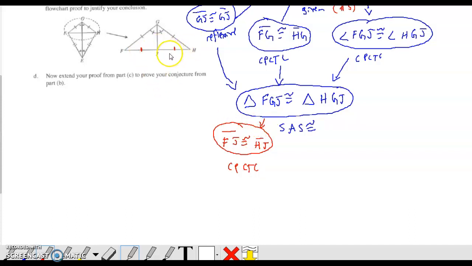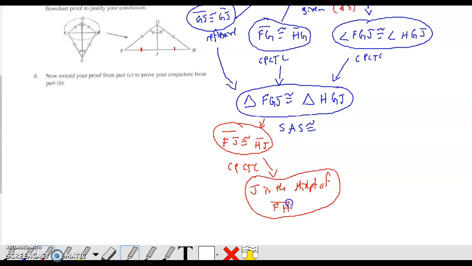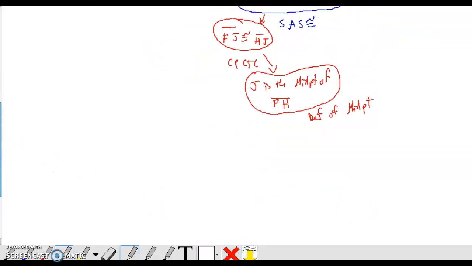Since these are congruent to each other, I can then say that J is the midpoint of FH. So the midpoint. And why do I get to say that? It's the definition of a midpoint, because again, it's the middle point. Because again, if this was 2 and this was 2, then this whole thing would be 4, which means that J would be exactly in the middle.